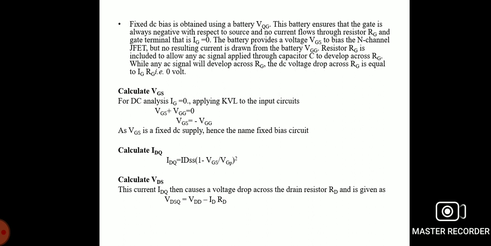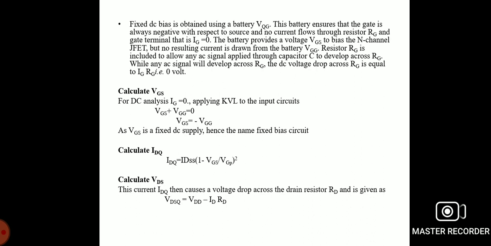Now we can calculate the output side, that is the drain current. So the drain current IDQ is equal to IDSS, the saturated drain current, times 1 minus VGS by VP, whole square. Now we can calculate the output voltage, the drain to source voltage. This current IDQ causes a voltage drop across the drain resistance RD and is given by VDSQ is equal to VDD minus the drain current times the drain resistance.